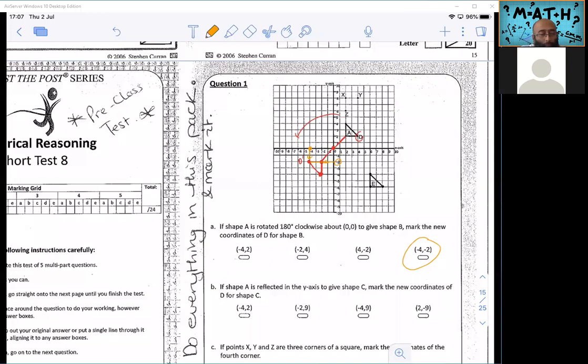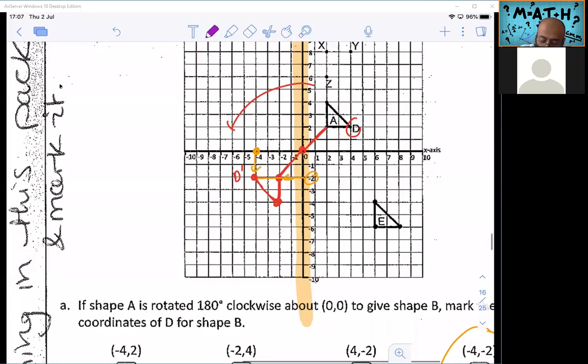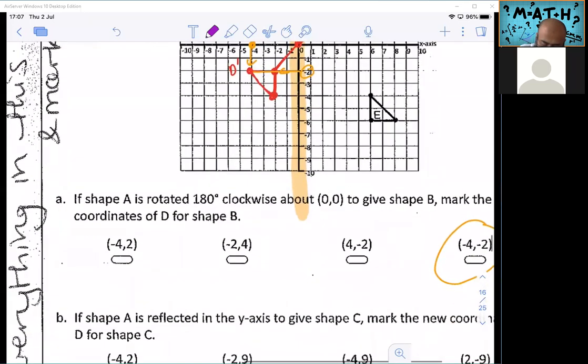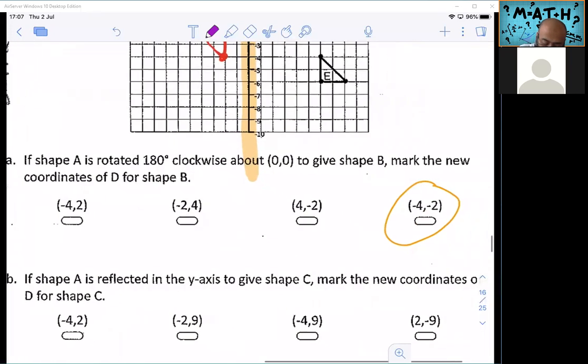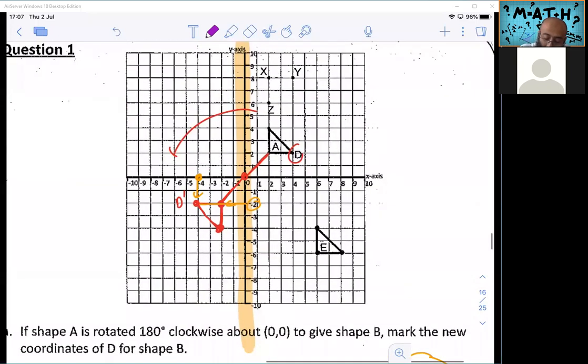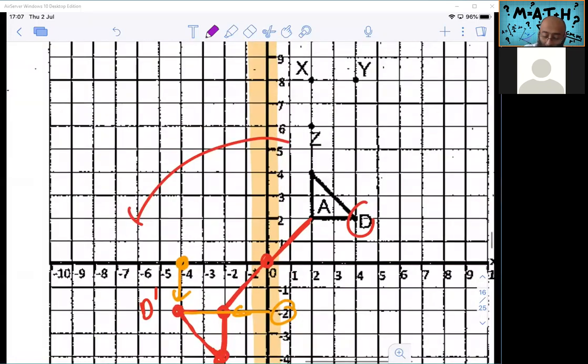If shape A is reflected in the y-axis to give shape C, mark the new coordinates of D for shape C. Okay, so now they want us to reflect. It says that if shape A, so back to the original shape, is reflected in the y-axis to give shape C, mark the new coordinates of D. So we're going to say where D is going to go now. So when you're reflecting, we've done reflection recently as well. So this shape has got 1, 2 gaps between the mirror. The mirror is highlighted in orange. So it'll be 1, 2 on the other side.